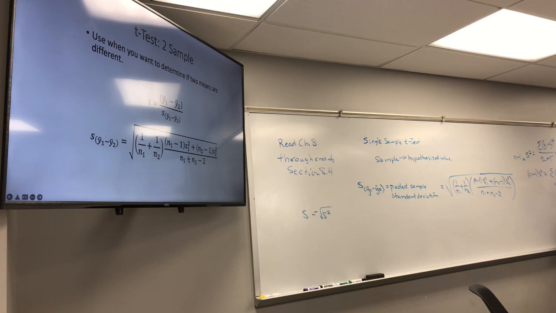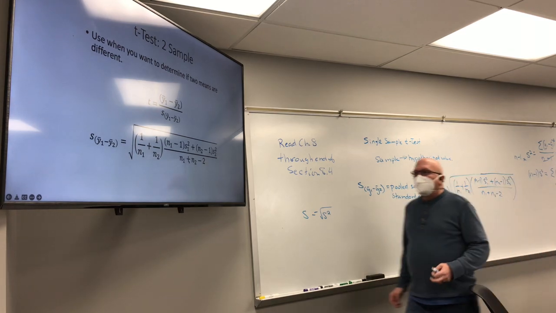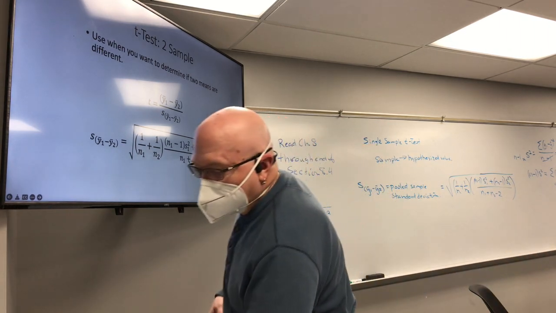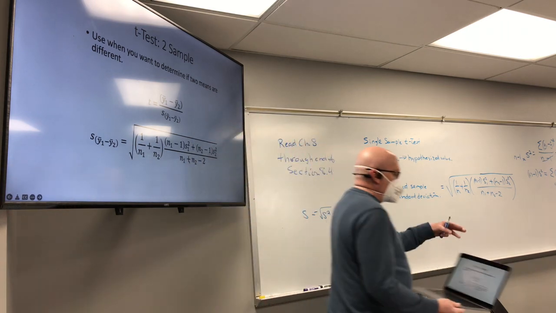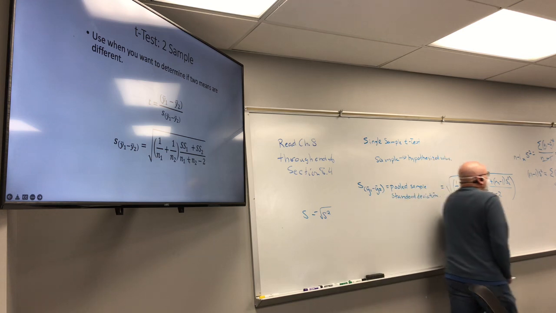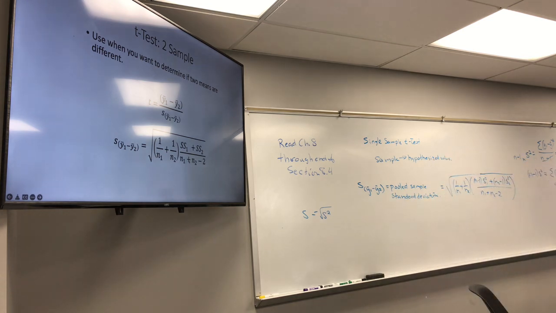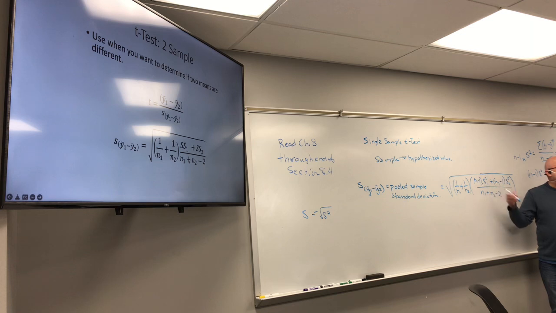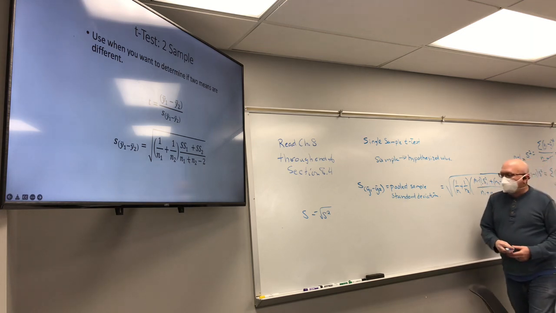So another way of writing this equation in a less complicated way is to basically just write it as sums of squares 1 plus sums of squares 2 divided by the degrees of freedom. It means the same thing as this. It's just something that you're already aware of.